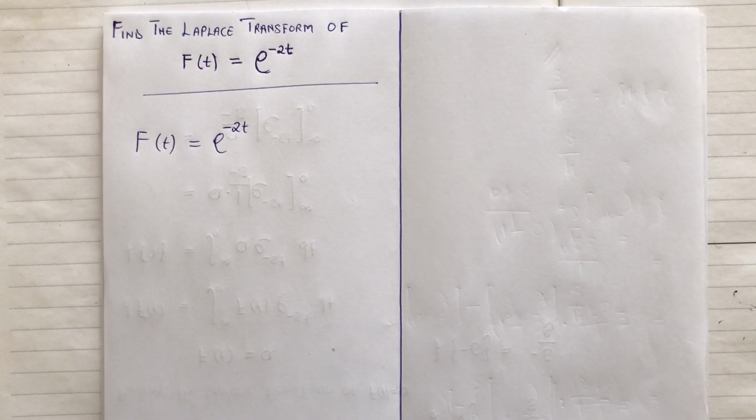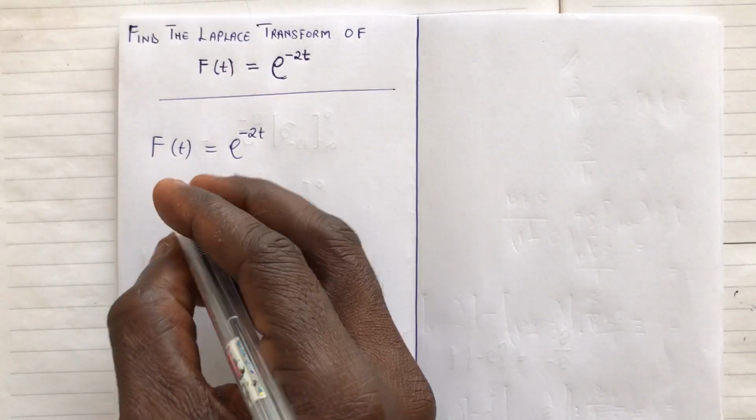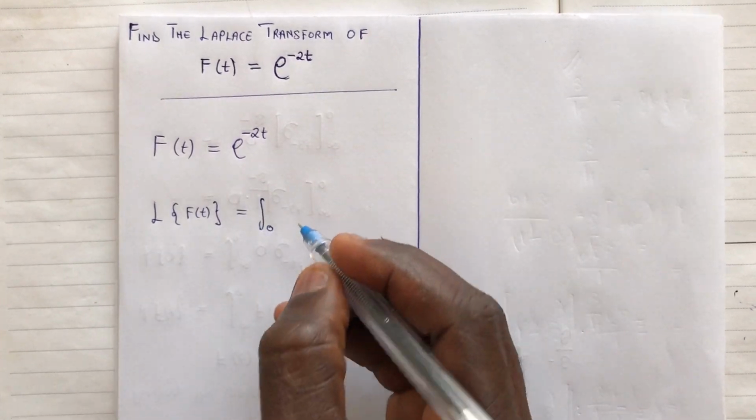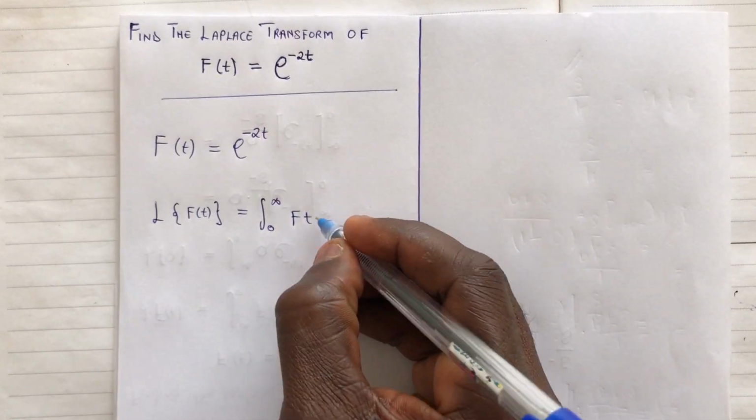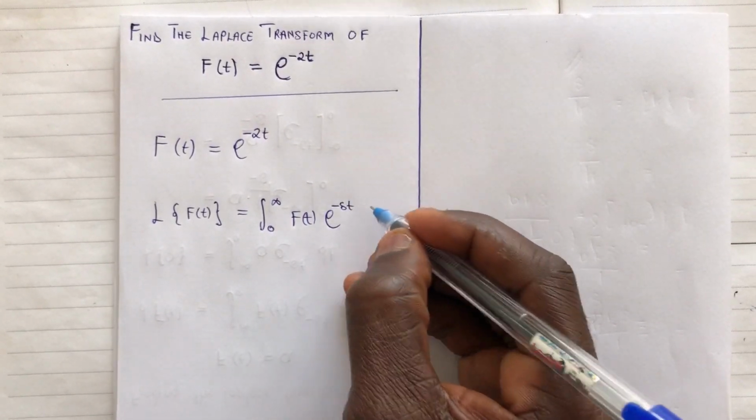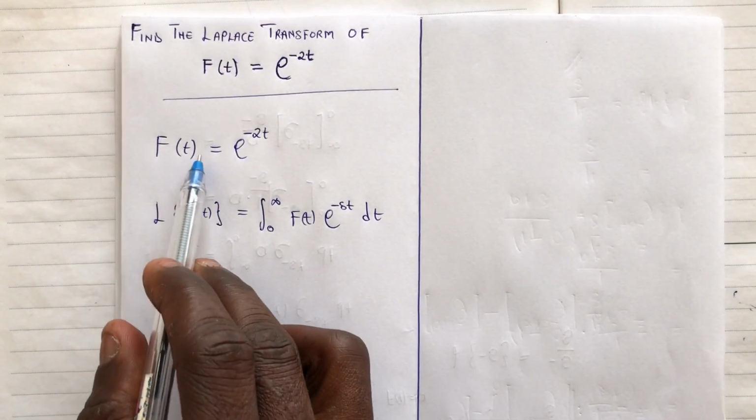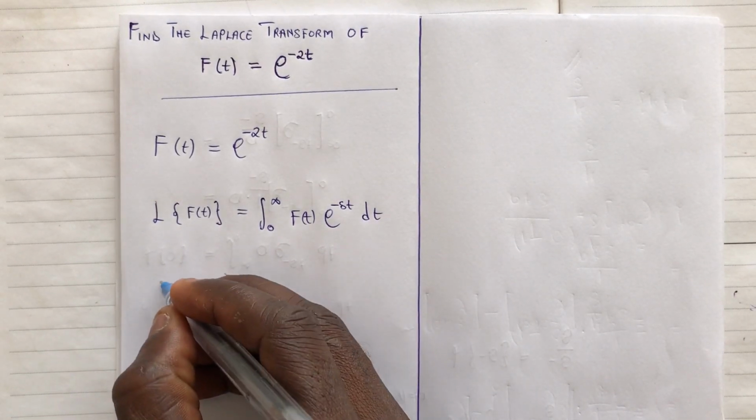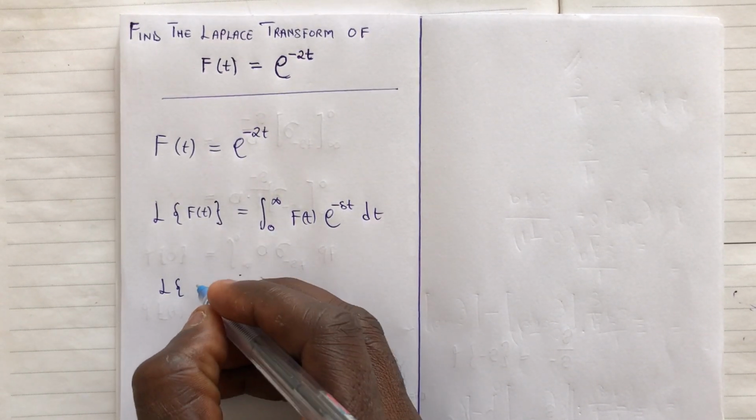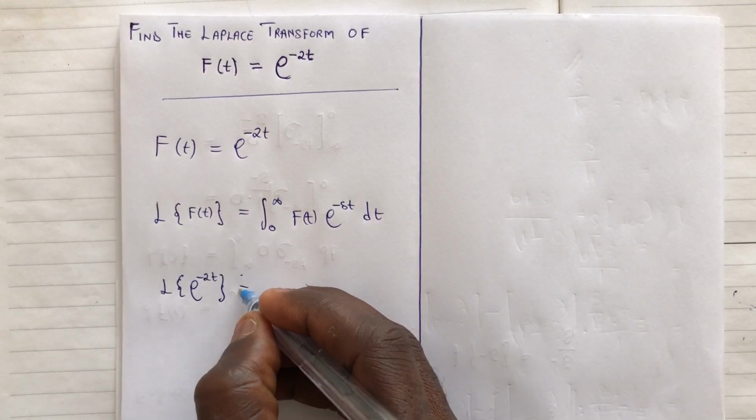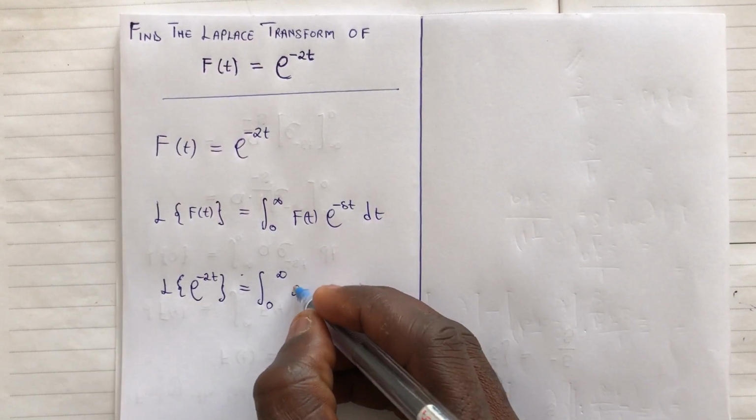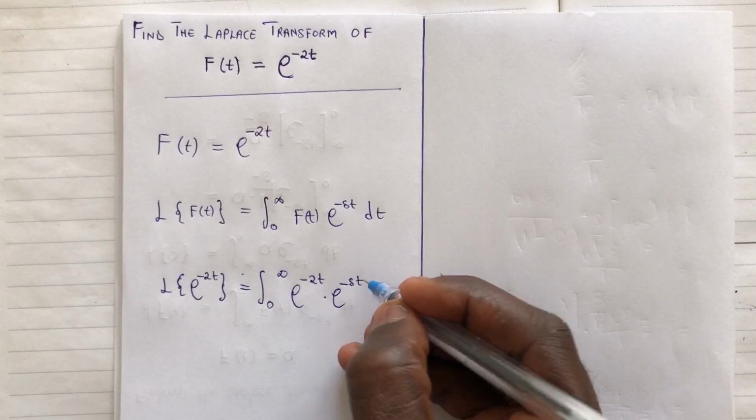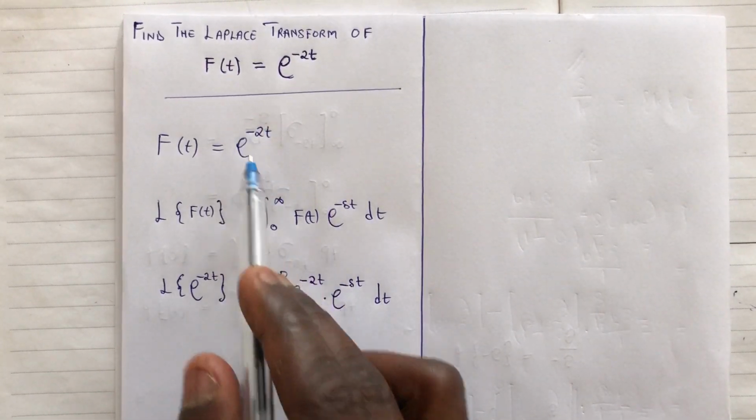So the Laplace transform of a function f of t is given by L of f of t equal to the integral from 0 to infinity of f of t times e to the minus st dt. We know f of t to be this one, so we can put it into this formula. So this is giving us the Laplace transform of e to the minus 2t, giving us the integral from 0 to infinity of e to the minus 2t times e to the minus st dt. I just substituted this one there.